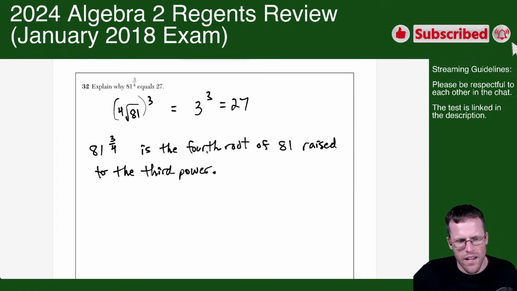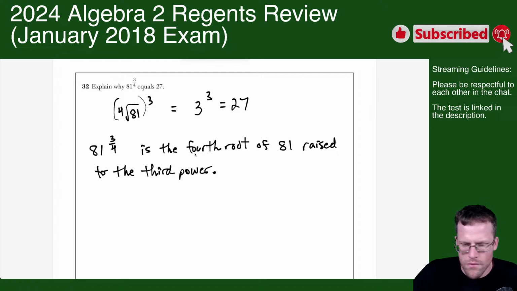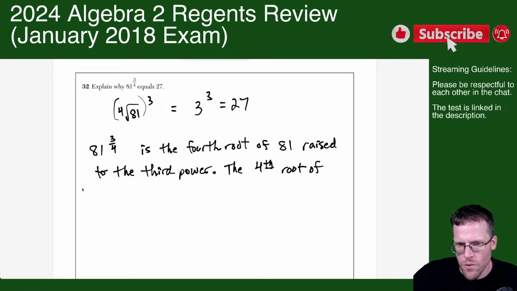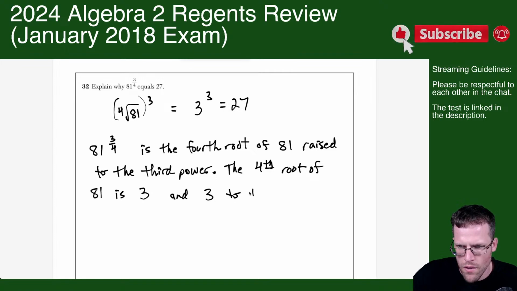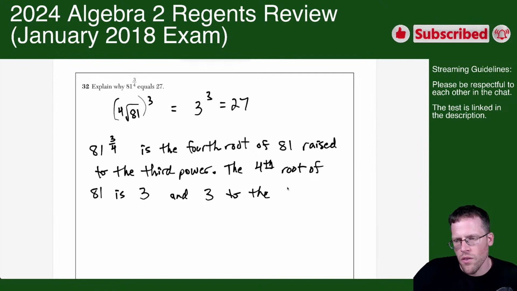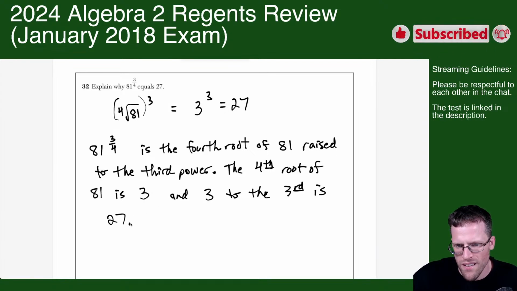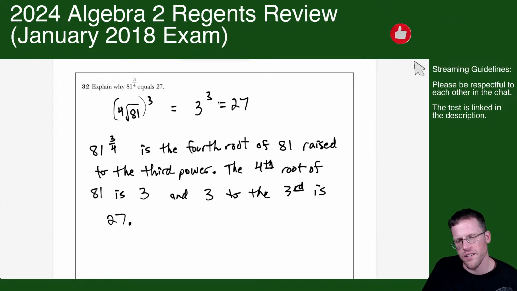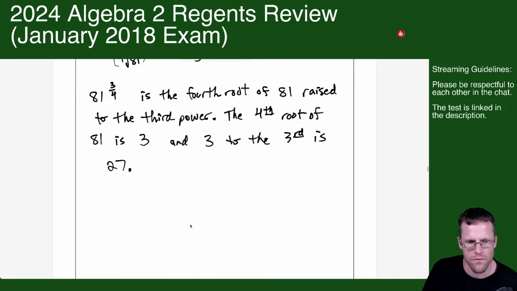So am I just saying everything? I kind of don't like these questions. All right. Let's just see. So I guess I'll just say the steps then. All right. So the fourth root of 81 is 3, and 3 to the third. It's 27. That's annoying because, I mean, this just shows you know how to do it. But whatever. Is the fourth root of 81 raised to the third power? The fourth root of 81 is 3, and 3 to the third power is 27. Cool.